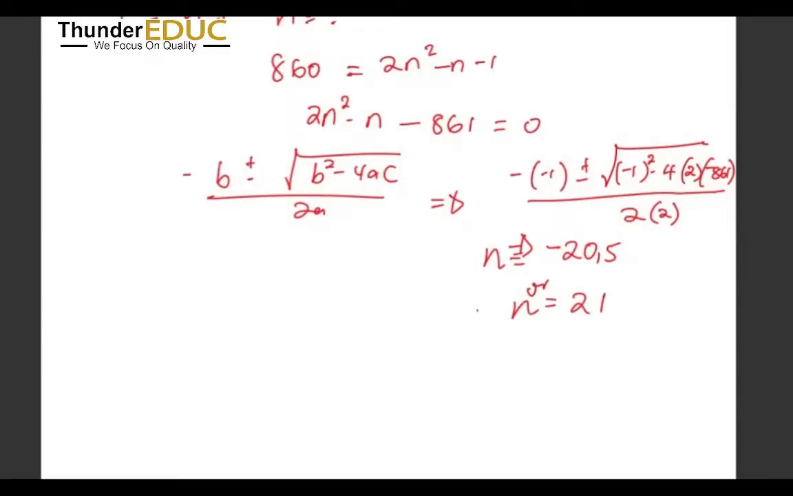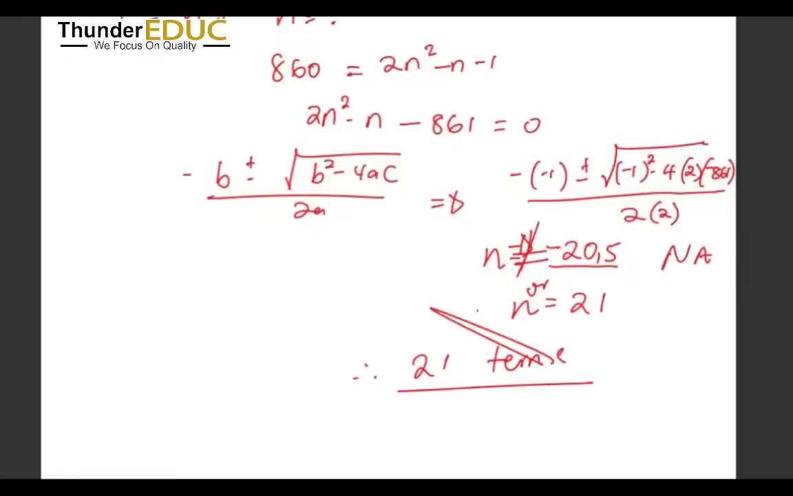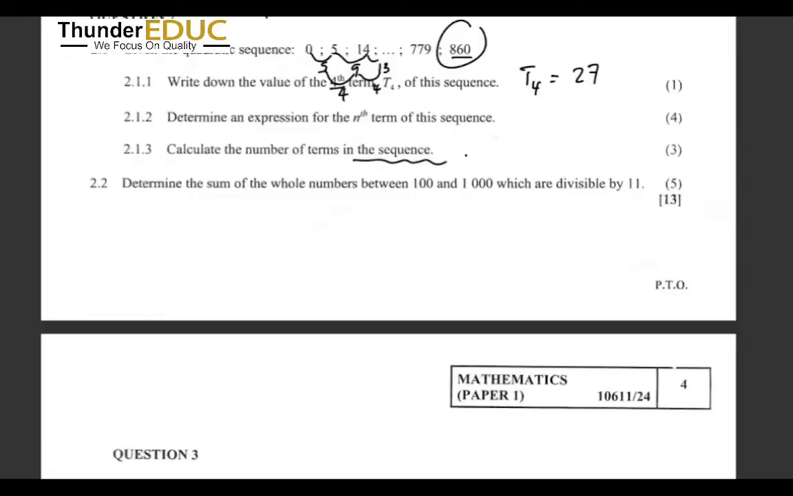But now, since we're talking about the number of terms, they can never be in fraction form and they can never be negative. So this is not applicable, the first solution. Therefore, we have 21 terms. All right, so that is how that question would have been worked out. Then they want us to look at the sum of whole numbers between 100 and 1,000, which are divisible by 11.